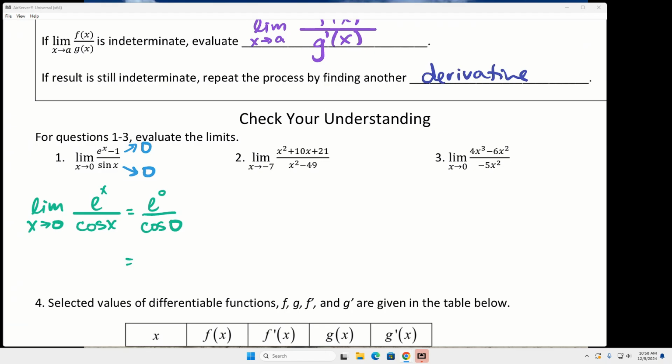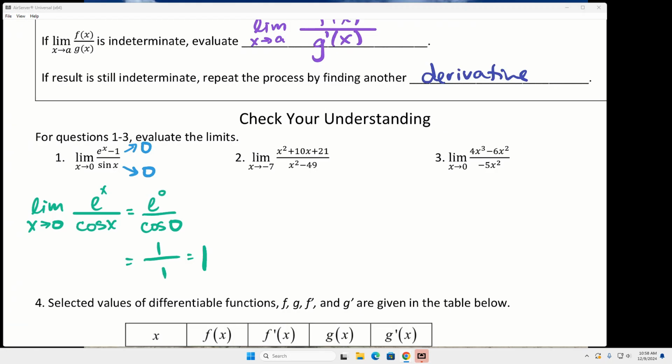We just said a second ago, e to the 0 is 1. What about cosine of 0? Also 1. So the value of that limit, the original limit, and the one where we did the derivatives is 1. Now, if you did this on the free response part, you would have to say by L'Hopital's rule to show them you know what you're doing.